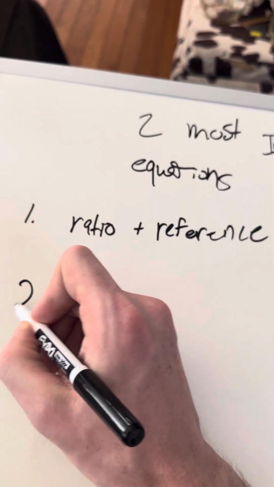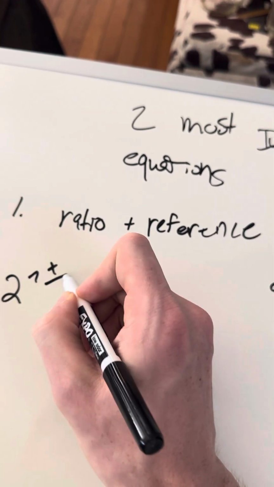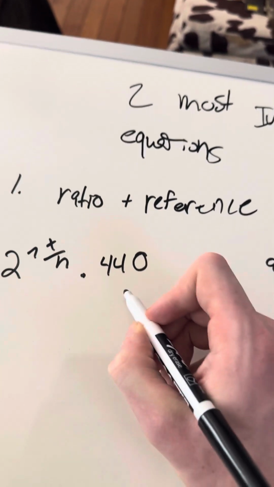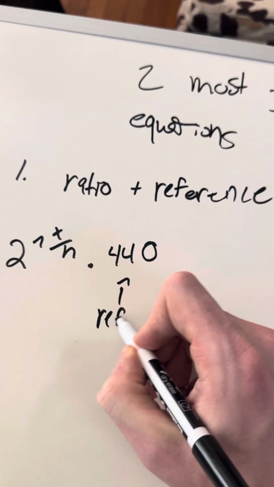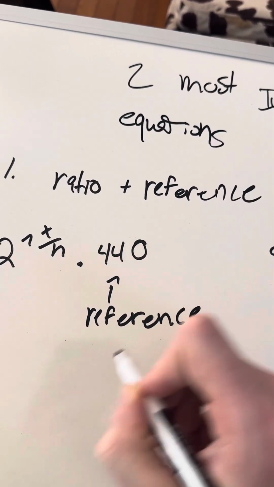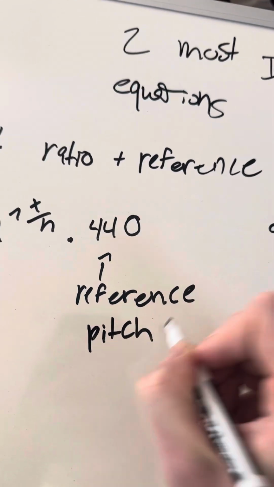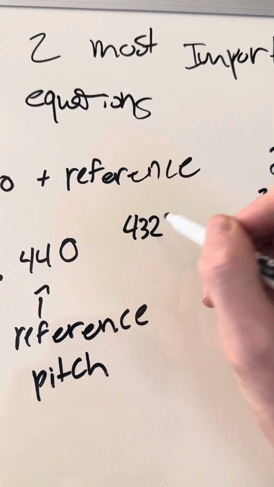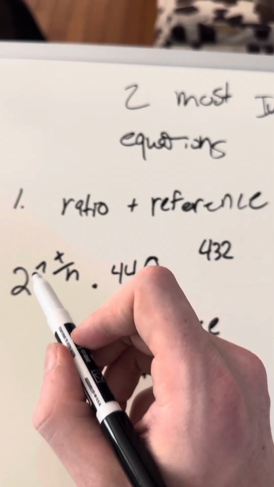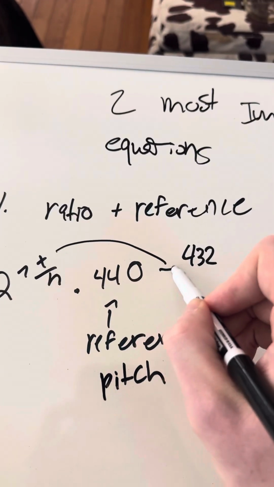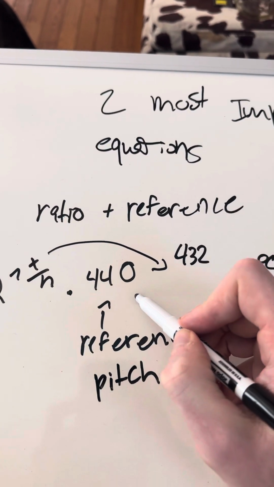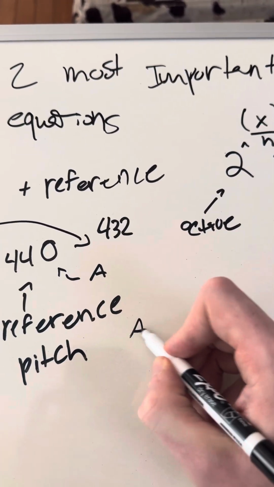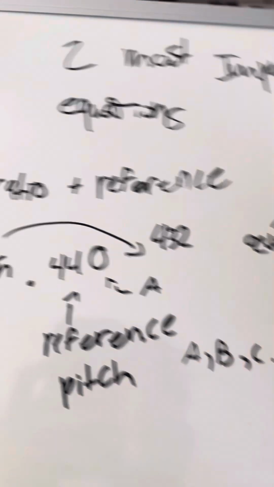2 to the power of x over n times, and we can just write 440. This could be a reference. And I mean, this can be anything, you know, if you're like a 432 person, you can just multiply your ratio by that. And then we're just also gonna even say that this is A, but you could pick A, B, C. Great.